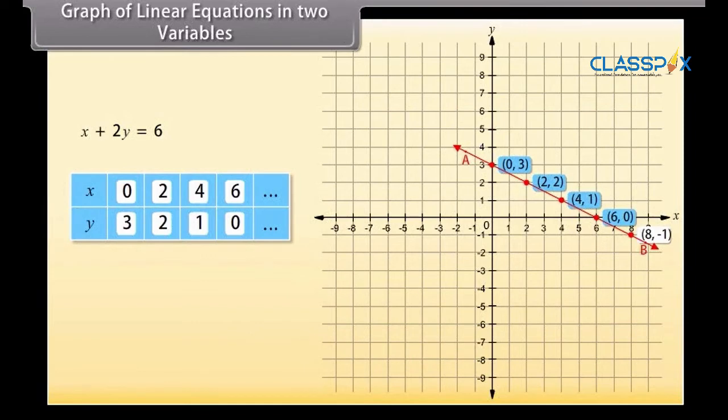Is this a solution of this equation? Yes, this is, because by substituting the value of x as 8 and y as -1, we get the answer 6. So, (8, -1) is a solution.